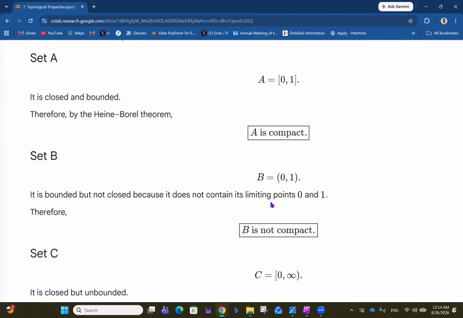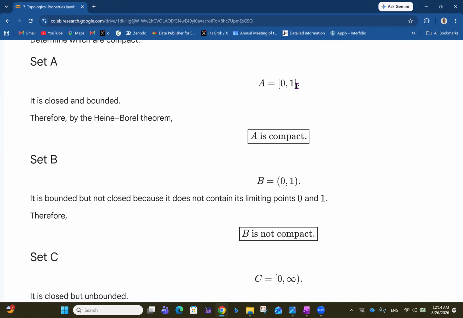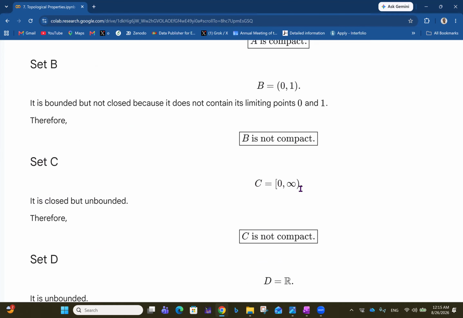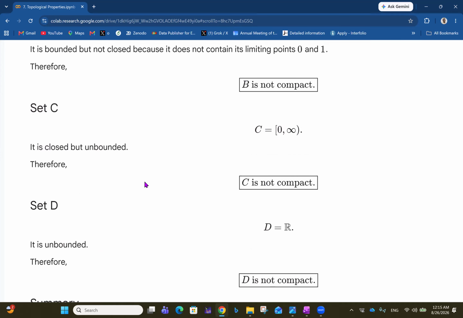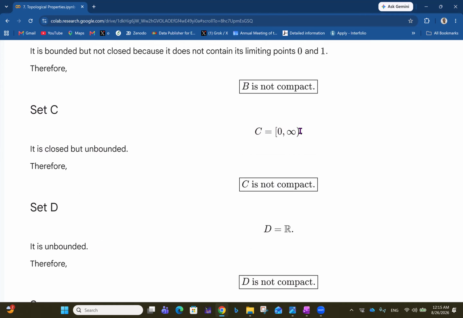I've given the answer, but let's go through it. Set A is closed and bounded. Therefore, by the Heine-Borel theorem, A is compact. Closedness and boundedness imply compactness. Then the set B, the open interval (0, 1), is bounded but not closed because it does not contain its limit points 0 and 1. So that's why it is not closed, though it is bounded. Therefore, B is not compact. For set C, it is a closed interval, but it is not bounded. Therefore, C is not compact. And for set D, the real number system itself, it is unbounded. Therefore, D is not compact.